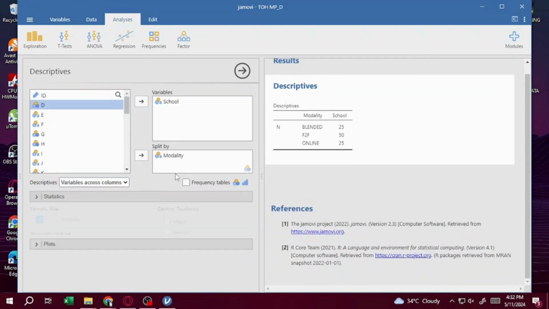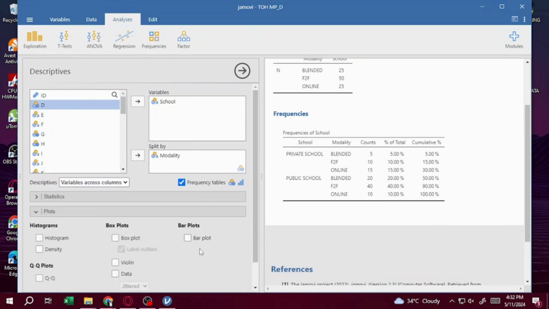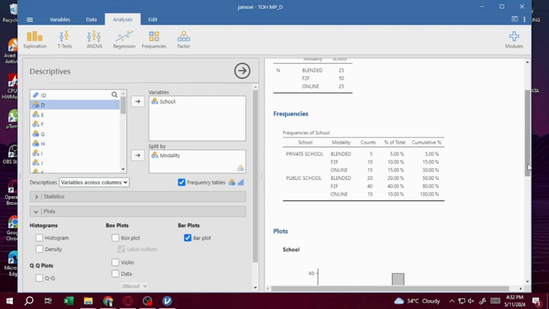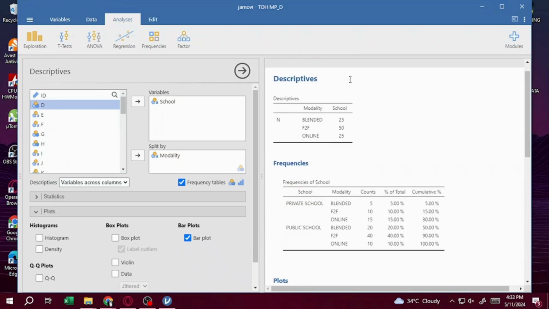Load the first column, or the public and private school, in the variables. This will give you the quantity of sample or the sum. While if you add the data of preferred modalities in the split by, it will project a distribution on that population. Open this option for statistics and remove other values that we will not be using.